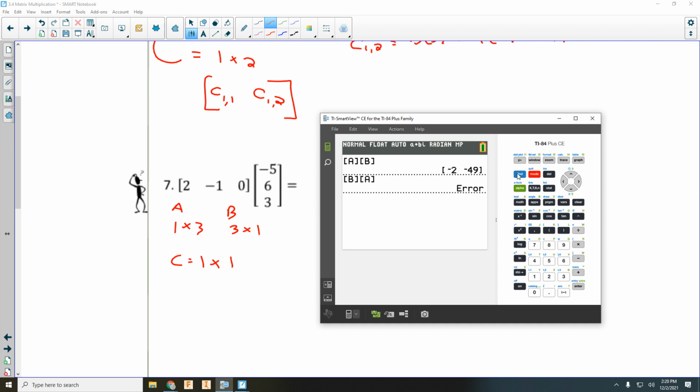I'll do another one like that. Do the second one for the practice. Well, we got plenty of time. Matrix. I'm going to edit it. What size is number 7? It's 1 by 3. So we got to put in 2, negative 1, 0.